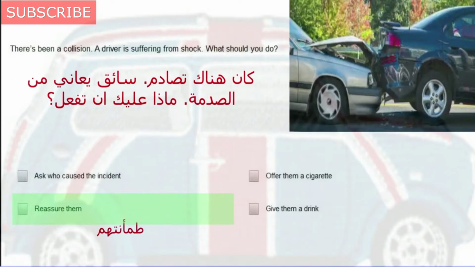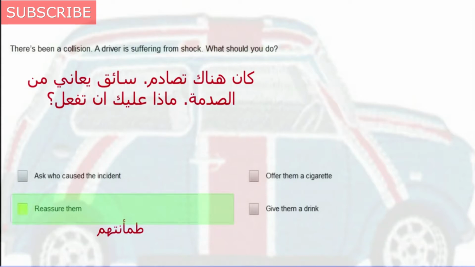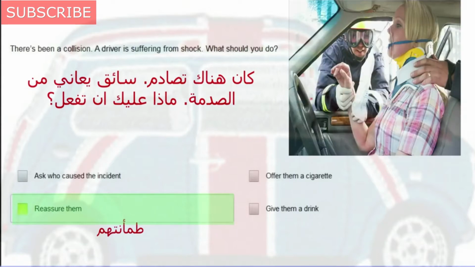There's been a collision. A driver is suffering from shock. What should you do? Reassure them.